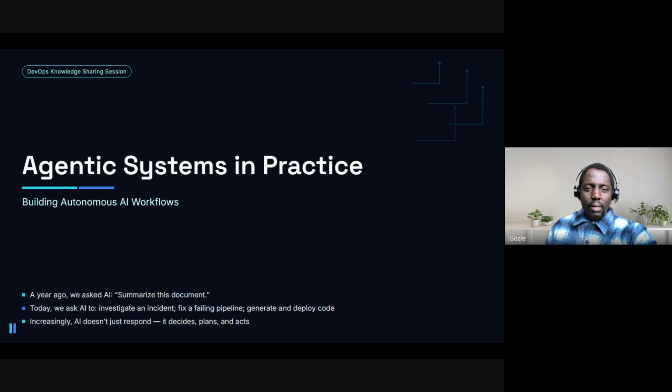So let me start with a simple comparison. About a year ago, we asked AI to answer questions. That's basically what we started with AI, to ask questions. And right now, people are going further than just asking questions and chatting, to request that AI helps them investigate issues, investigate incidents, fix pipelines, and generate and deploy code. And increasingly, we are not just asking it to respond to those queries, but we are asking it to decide what to do next. So this shift from response to action is what is defining agentic systems.